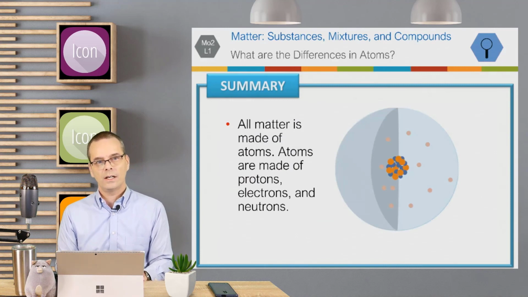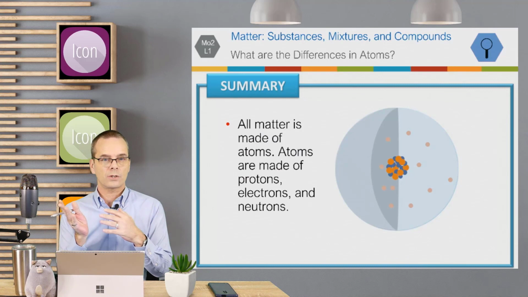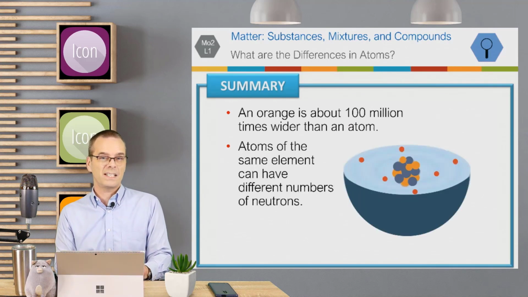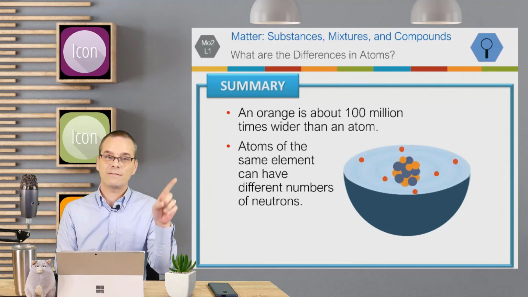So in summary, all matter is made of atoms, and atoms are made of protons, electrons, and neutrons. An orange is about 100 million times wider than an atom, and atoms of the same element can have different numbers of neutrons. They cannot have different numbers of protons. A different number of protons is a different element.